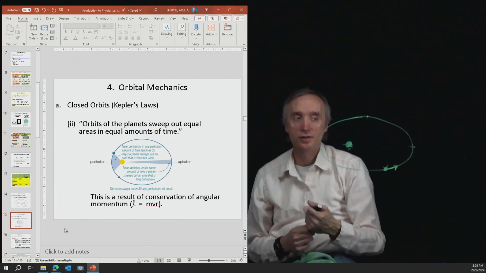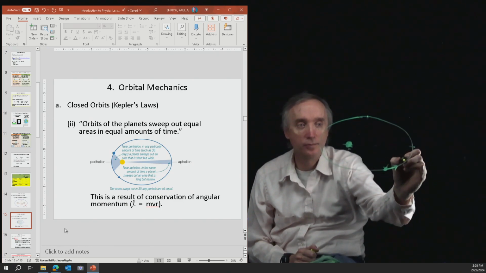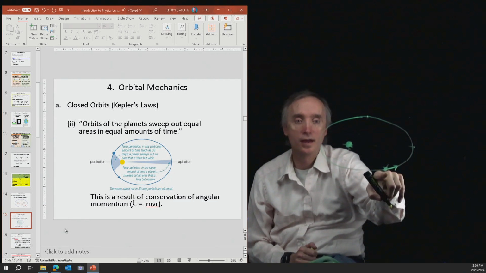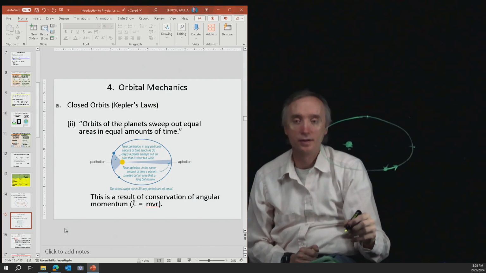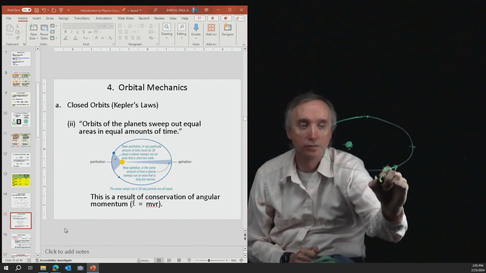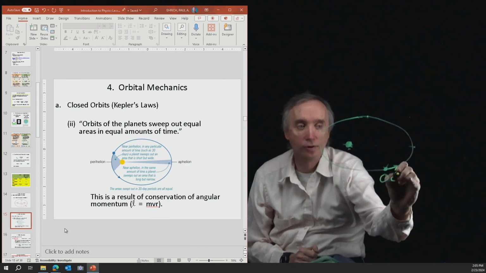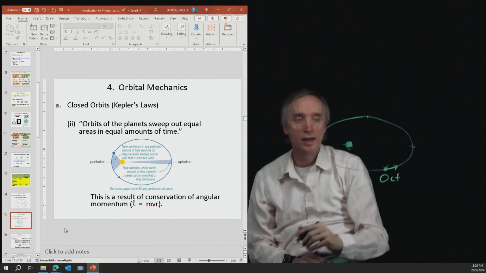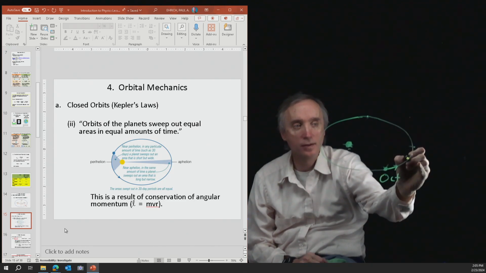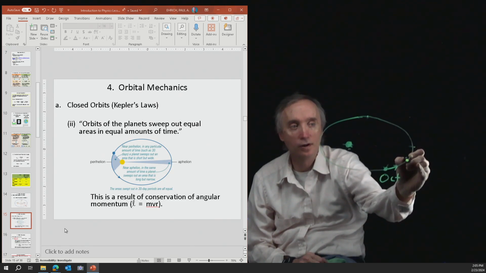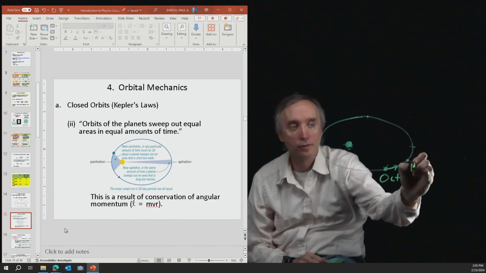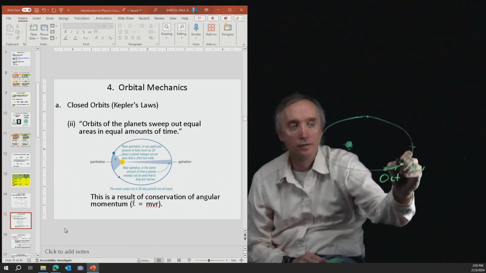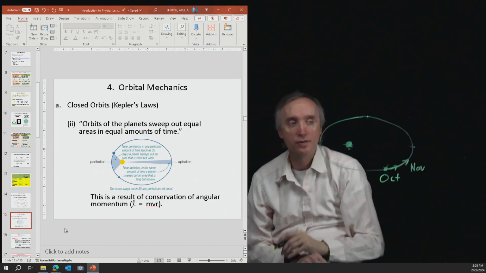So let's pretend that a planet is located right here, and let's say that this represents, I don't know, October. I'm just making stuff up. And then let's say that this same planet orbits over to here in November. So in 1 month, this thing went from here over to there.